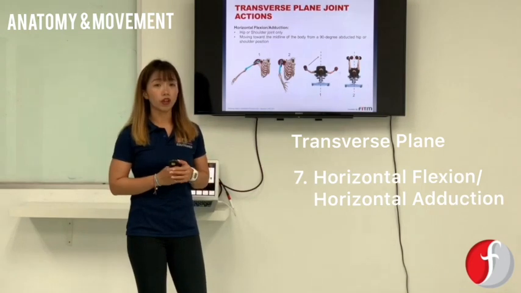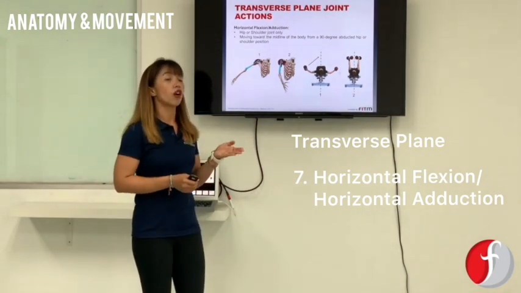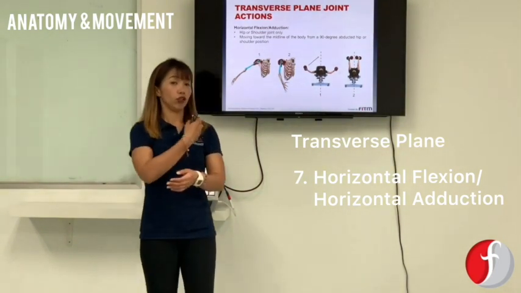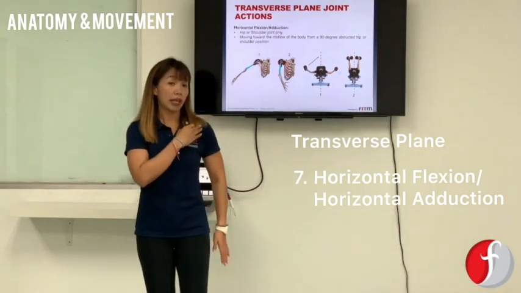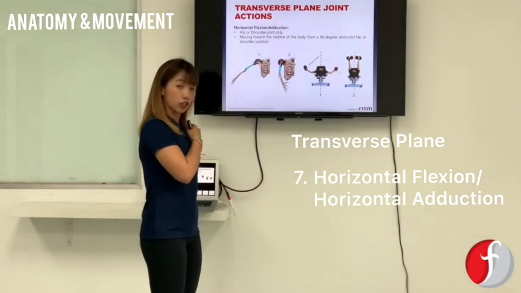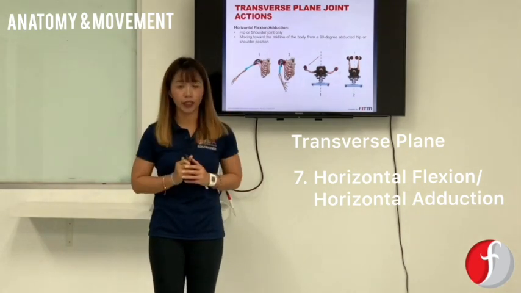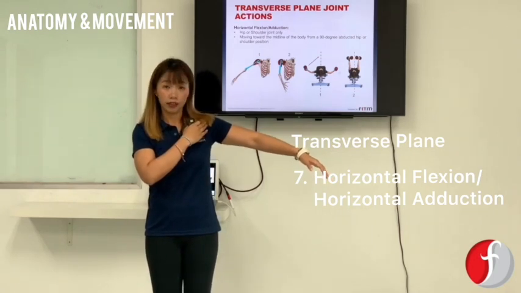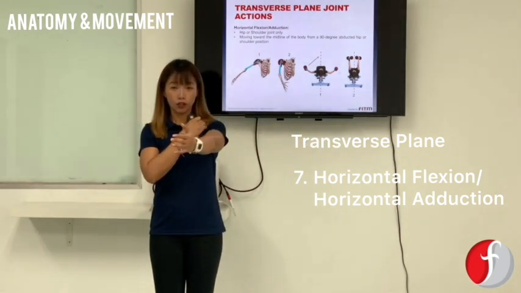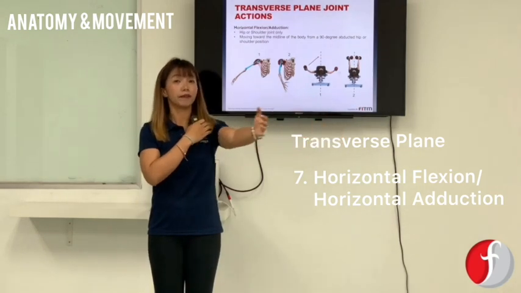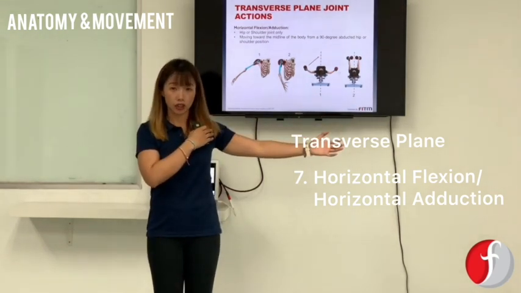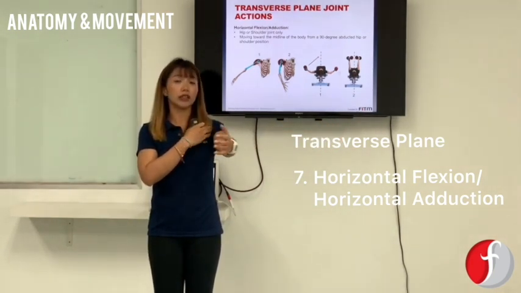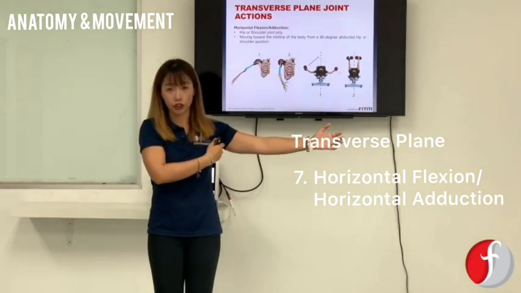And the last one, we've got horizontal flexion or horizontal adduction. For this movement, I will need you to look at your shoulder joint. In a shoulder joint, you can perform flexion and extension, which happens in the sagittal plane. If I were to lift my arm, I'm going to abduct my shoulders into this angle, and I perform this way and this way. I call that a horizontal flexion and horizontal extension. It can also be called a horizontal adduction and a horizontal abduction of the shoulder joint.